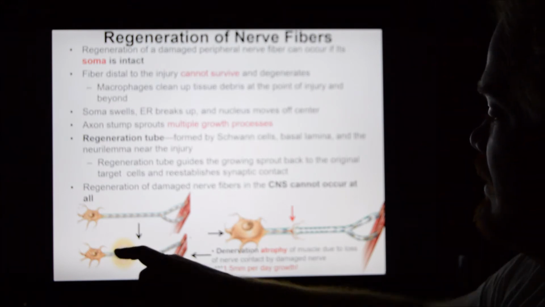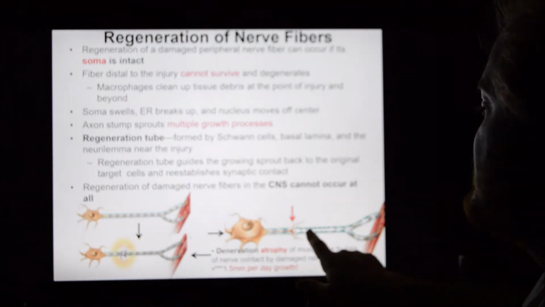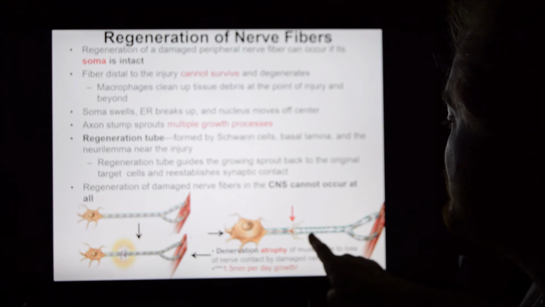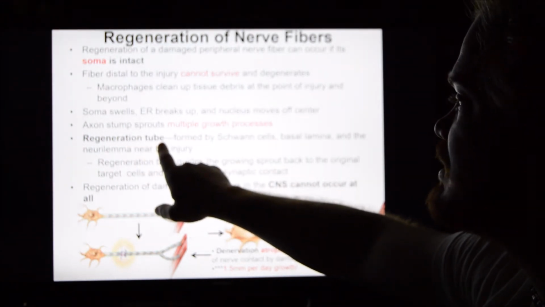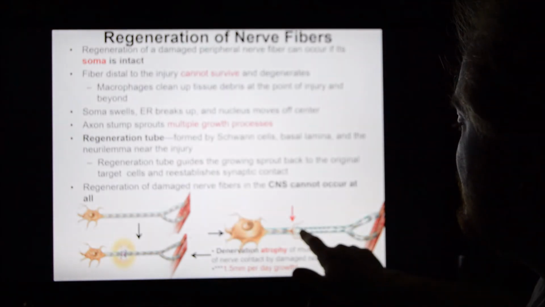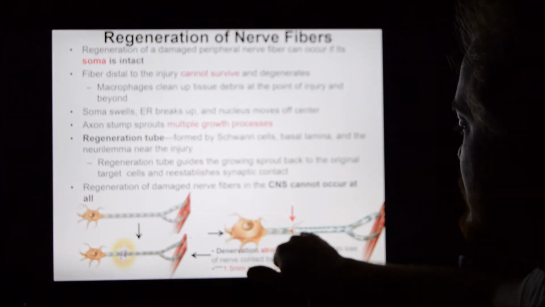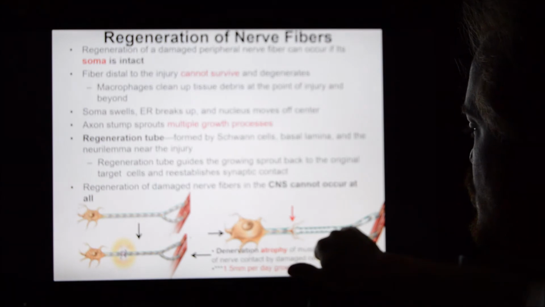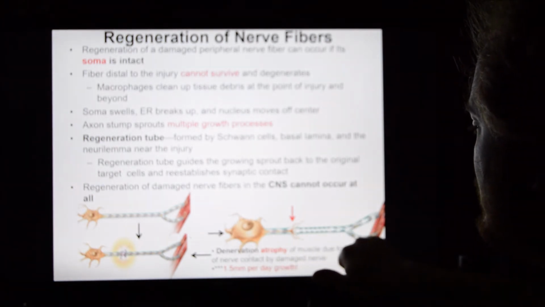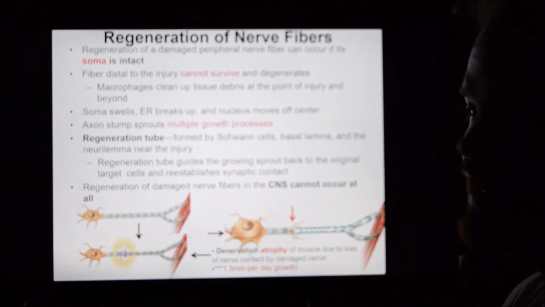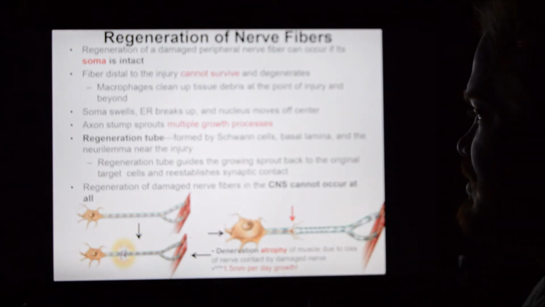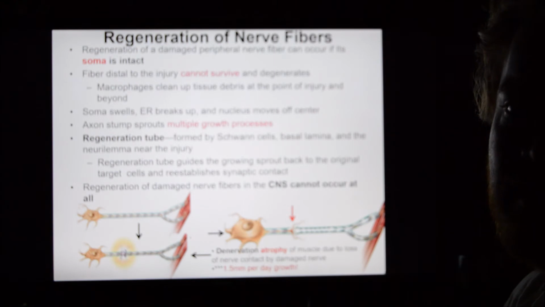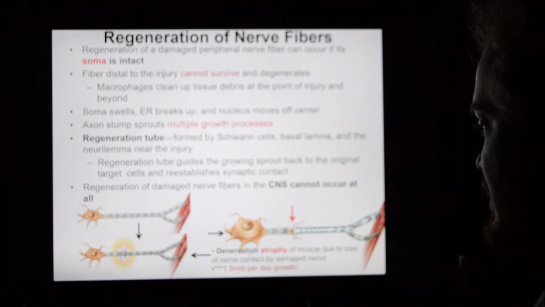So what's the importance of Schwann cells? Well, if the axon dies, the Schwann cells stay alive. And they form what's called a regeneration tube. The axon will grow into this regeneration tube and follow it all the way back straight to the initial point of synapse. So by having Schwann cells in place, we can vastly increase the speed of healing in this process.